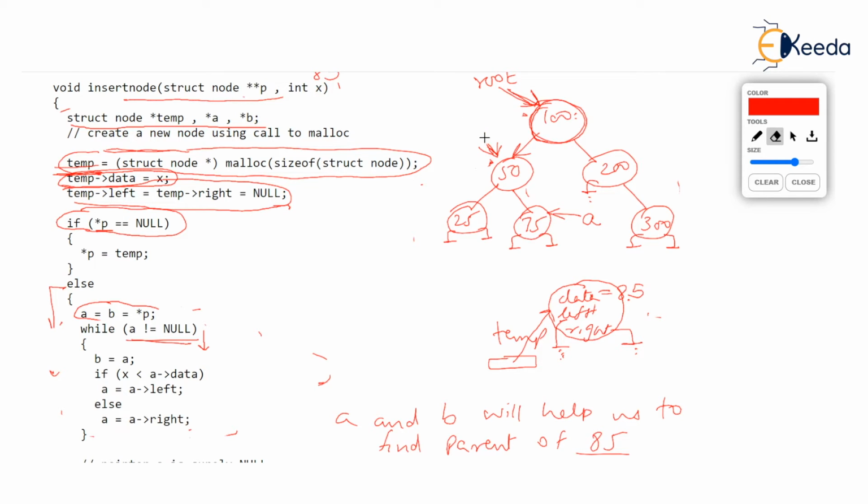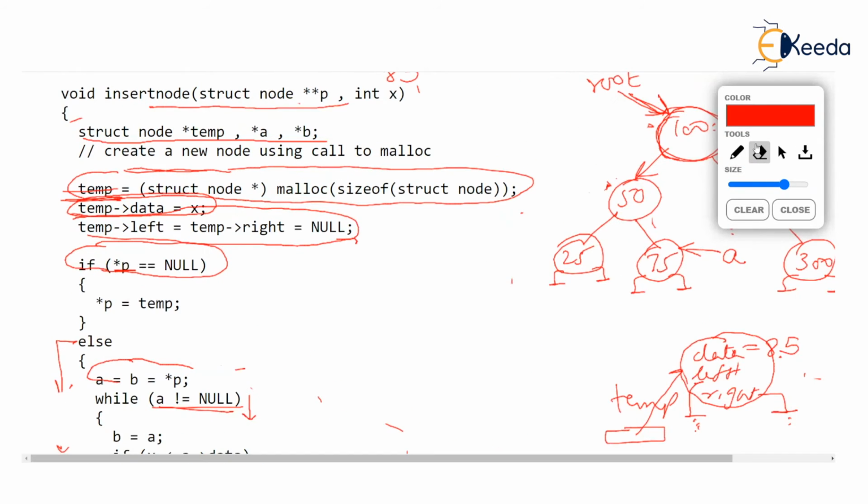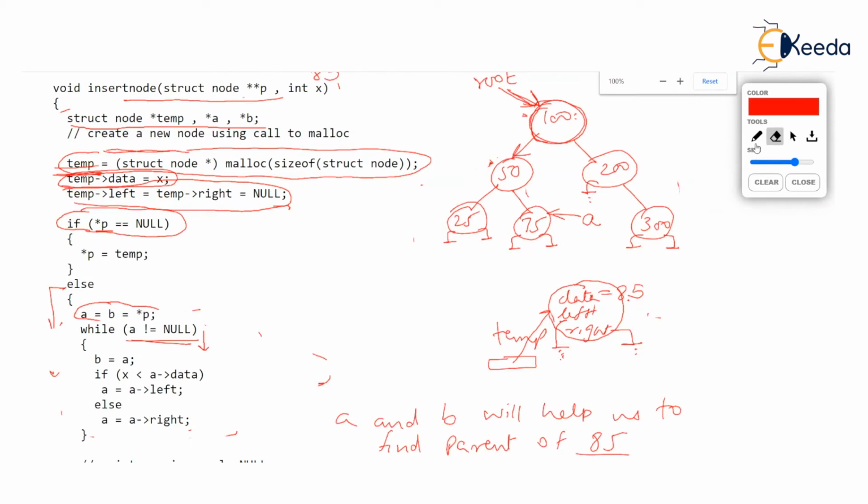B will discontinue to point to 50, but B will point wherever A points. B is equal to A. So B also points at 75. Okay, good. After B equal to A, we ask again, is the new value that we are adding, that is 85, less than A arrow data? Now check A arrow data, this time is 75. So we are asking, is 85 less than 75? This is false. So what do you understand from this is that the new value that we are adding is greater than the value at which we are. We are at 75 right now.